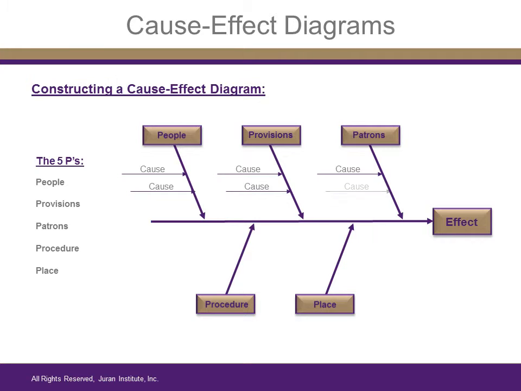The project team now brainstorms the potential causes for the identified effect. This is done simply by asking the team, why is this specific issue happening? As each potential cause is identified, it is placed on the appropriate branch depending on which of the 5 P's it is most relevant to.